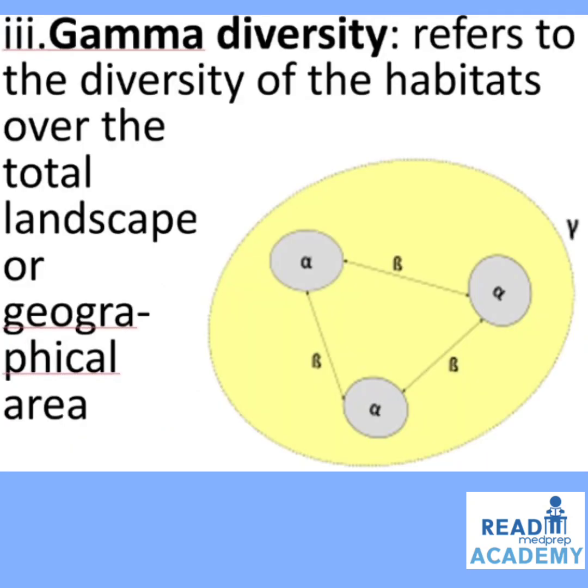Gamma diversity refers to the diversity of the habitats over the total landscape or geographical area. You can see here the complete landscape or geographical area which is represented by gamma, which includes the entire diversity of the alpha as well as the beta groups.